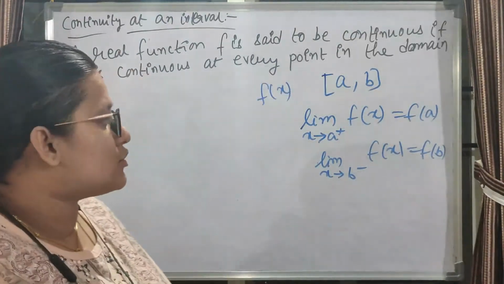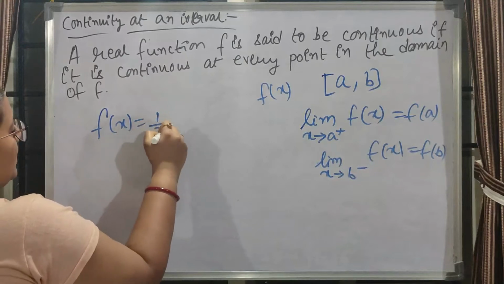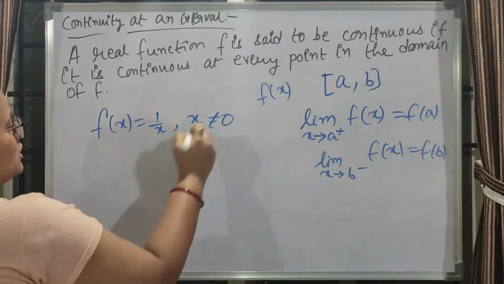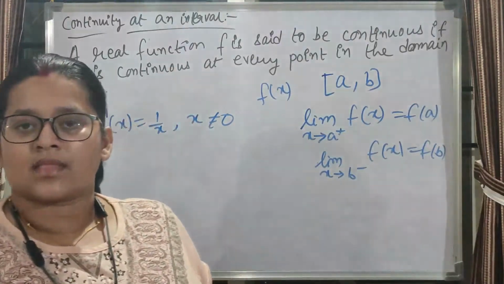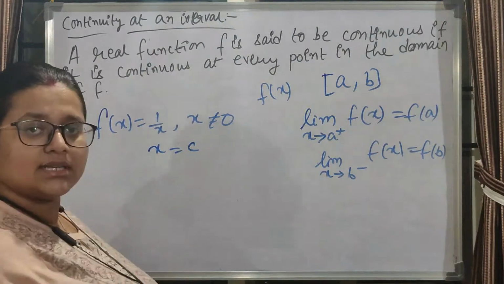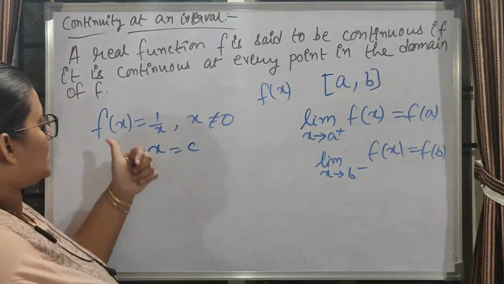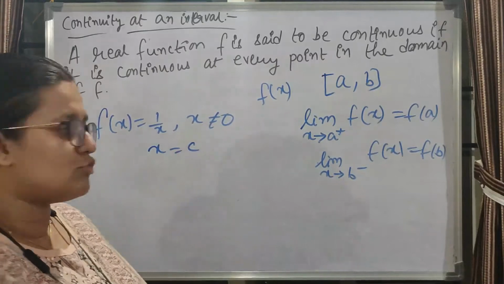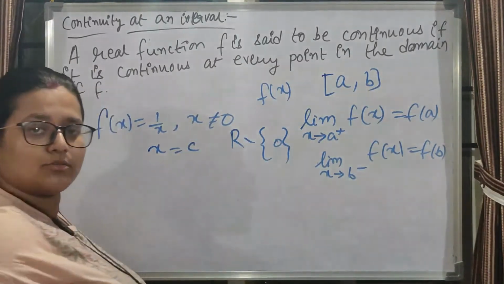Coming to an example, if we take f of x equal to 1 upon x, x not equal to 0. Is it continuous everywhere? How can we check? We can take any point x equal to c, because here x not equal to 0 means it is defined on R minus 0. The domain here is R minus 0.